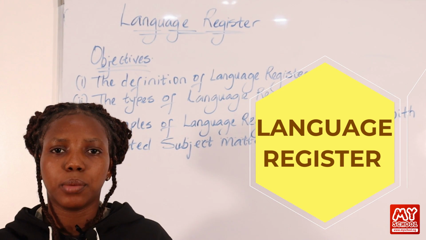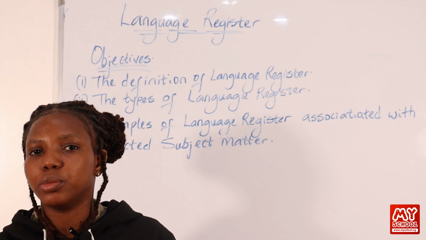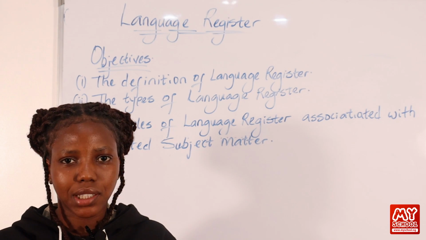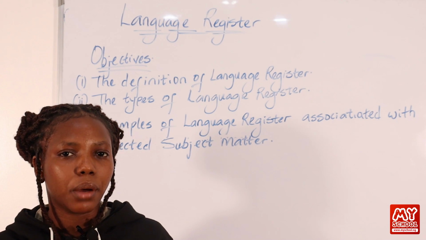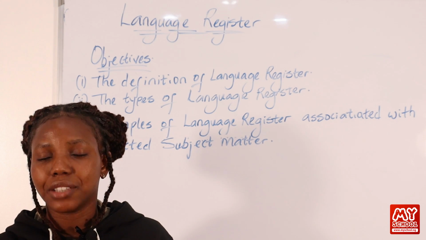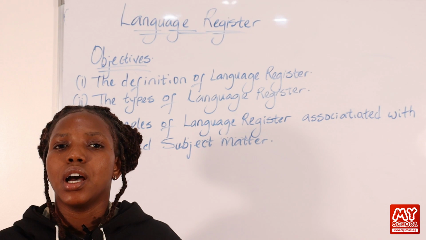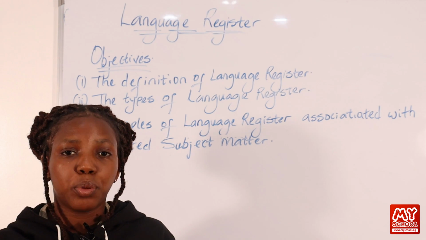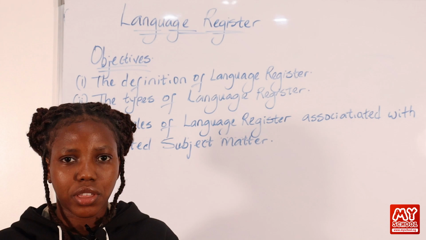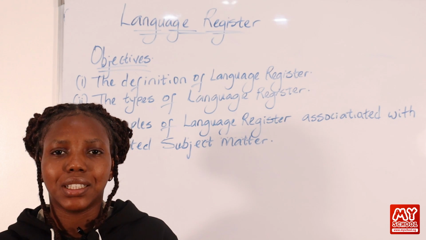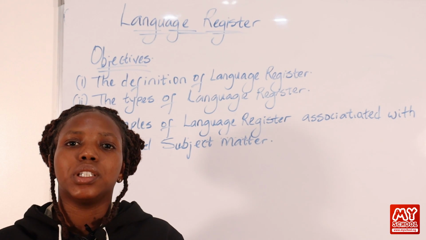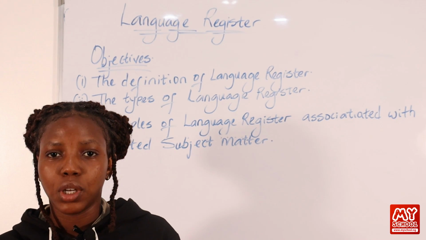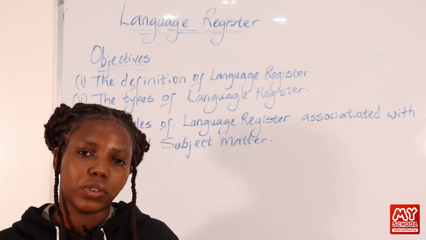So I've outlined 3 objectives for today's lesson. Number 1, you'll be learning the definition of language register. Number 2, you'll be able to list the types of language register we have, and you'll be able to explain them definitely. And lastly, you'll learn the examples of language register associated with a few subject matters that have been selected for today's lesson. Now let's begin with the first objective, that is the definition of language register.